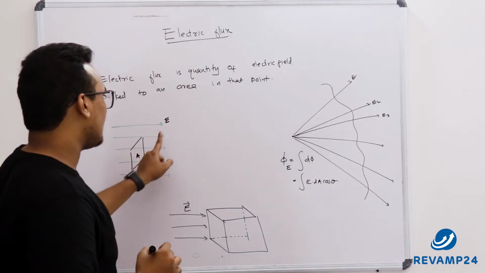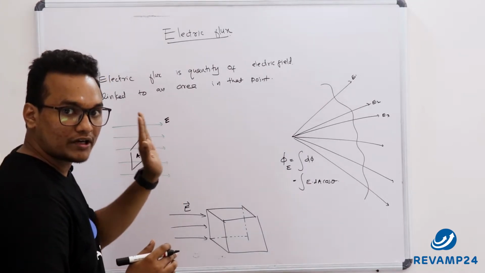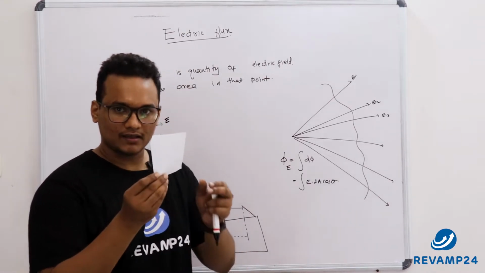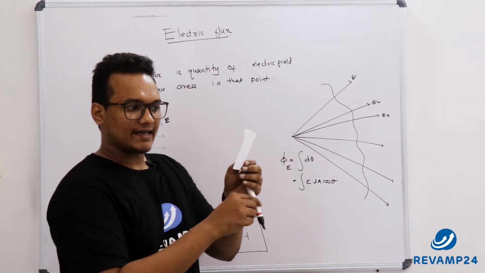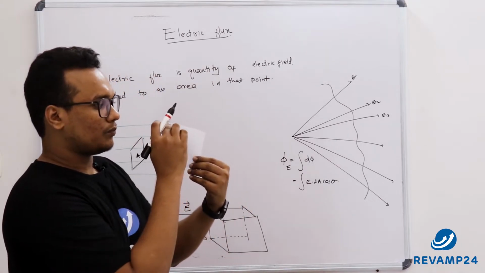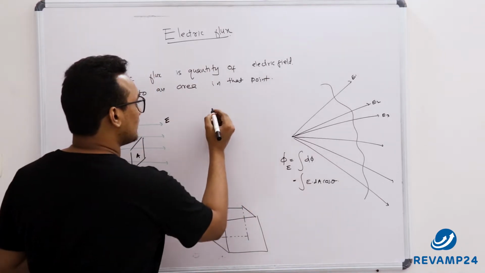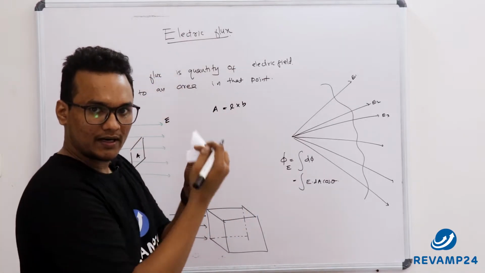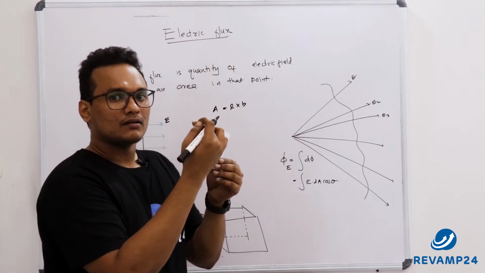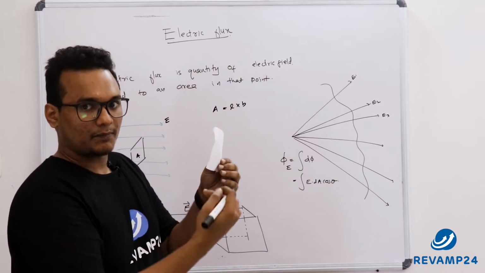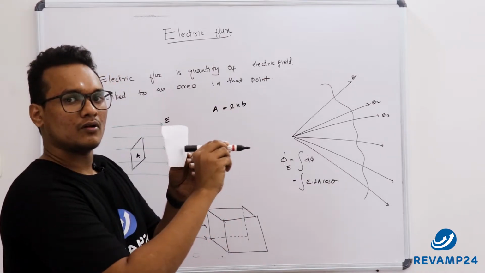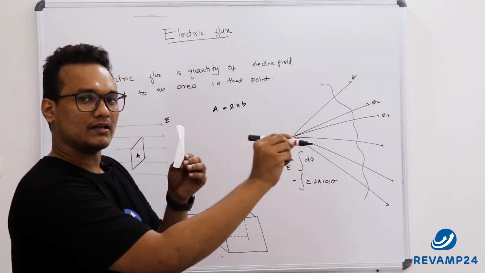Not only area and electric field, but also the orientation of the area. Now area is always a vector quantity and its direction is taken perpendicular to both length and breadth, because area is L cross B, length into breadth. This is a vector multiplication, yes, a cross product. So this is the direction of area. So direction of area will be in this way.